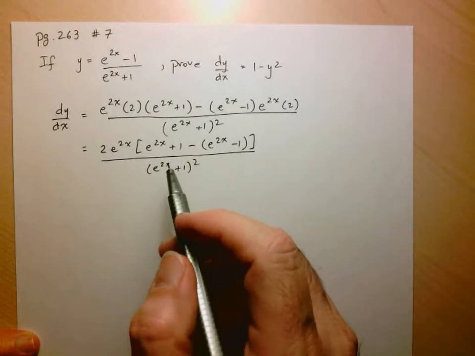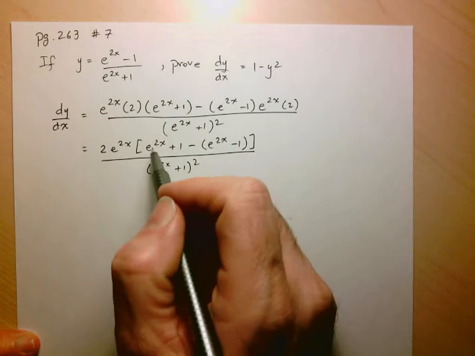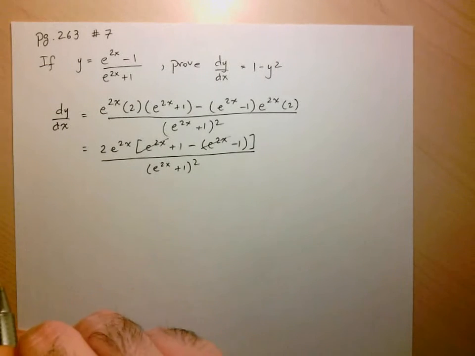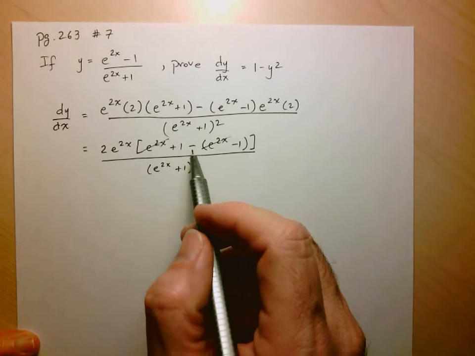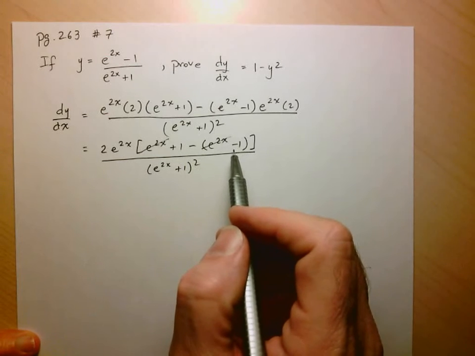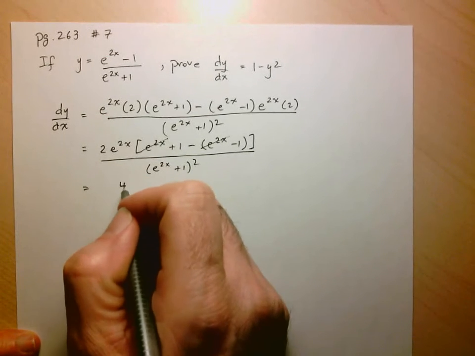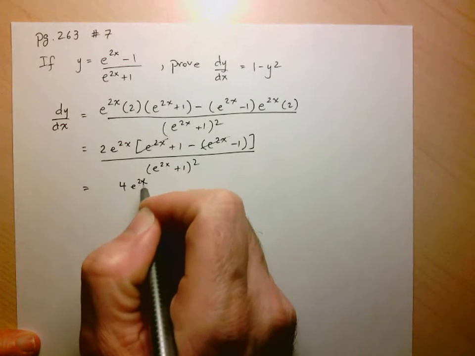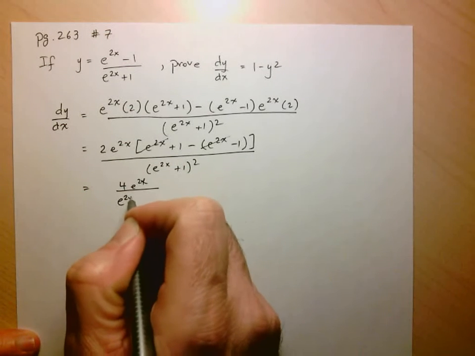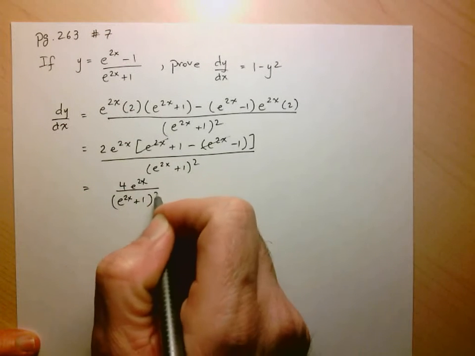Here we've got e to the 2x minus e to the 2x, so those cancel out, and we're left with 1 minus negative 1, which is just 2. So in the end, we've got 2 times 2, we've got 4 e to the 2x over e to the 2x plus 1 all squared.